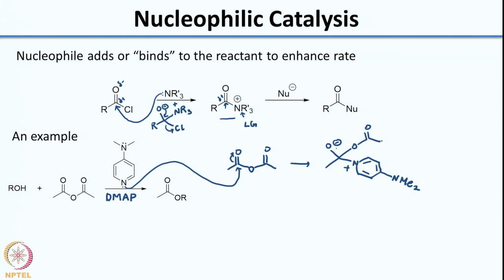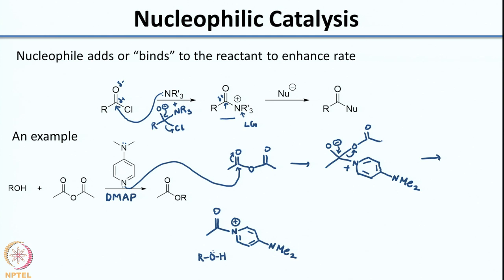Once you generate this intermediate, as I showed in the mechanism above, this will leave, and now what you get is a more electrophilic carbonyl center here. So now your nucleophile can add in. And what you see here is, even initially, if you compare oxygen versus nitrogen, nitrogen is a better nucleophile, which is why your DMAP prefers to interact as compared to the alcohol.